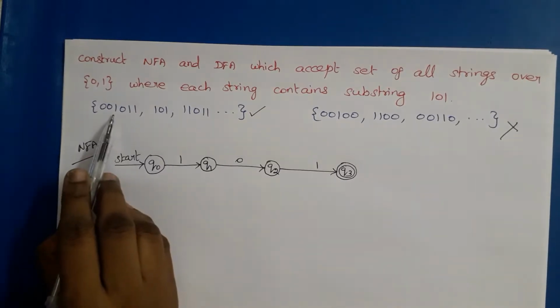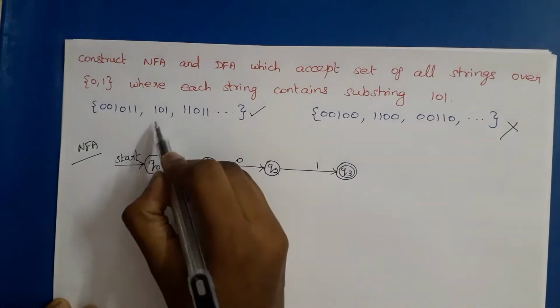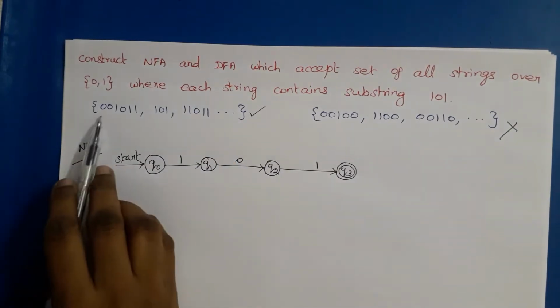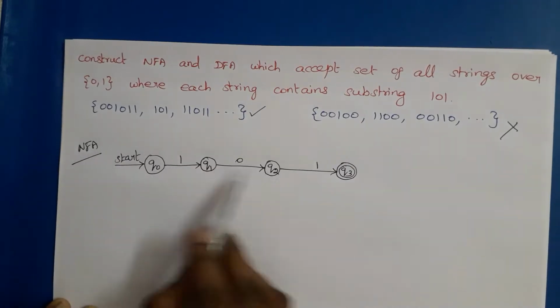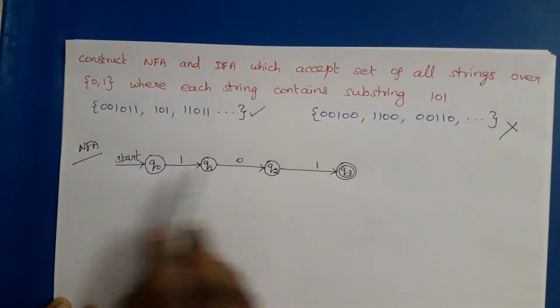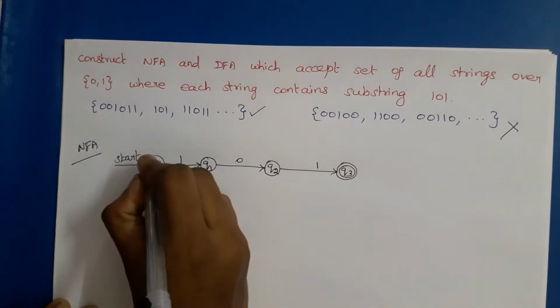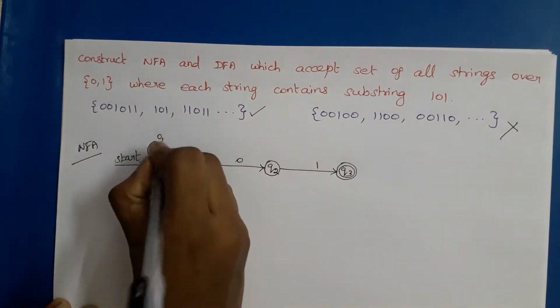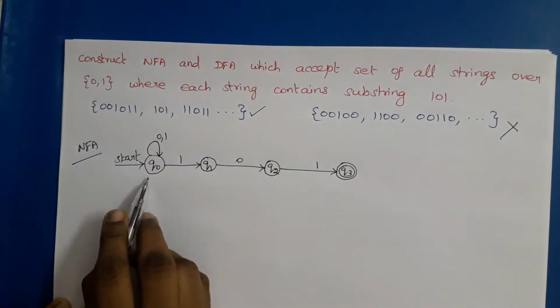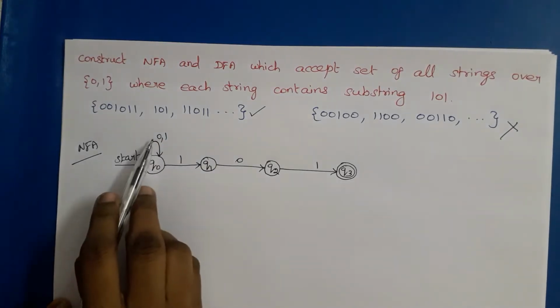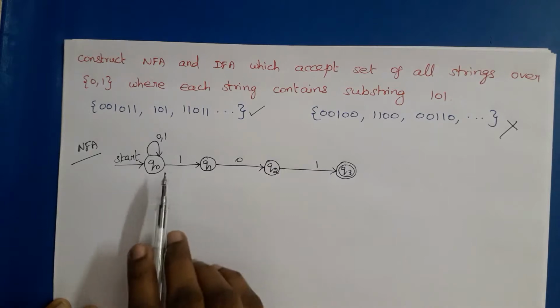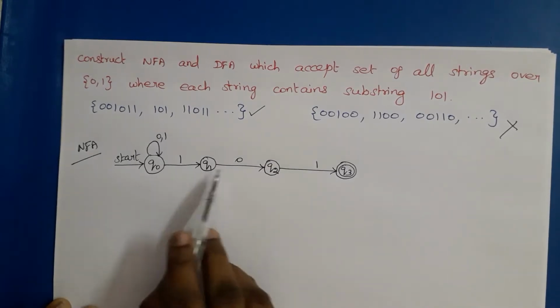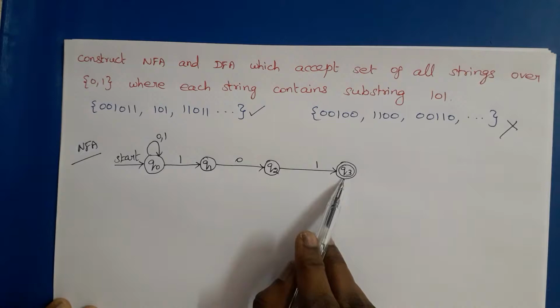So here, 101 is accepted by our NFA. Now consider 00101. The 101 can be preceded by any number of zeros and ones, which can be represented by a self transition on Q0. From Q0, if 0 is the input symbol, it remains in the same state, and for 1 also it remains in the same state. Then for the substring 101, it changes the state from Q0 to Q1 and reaches Q3.